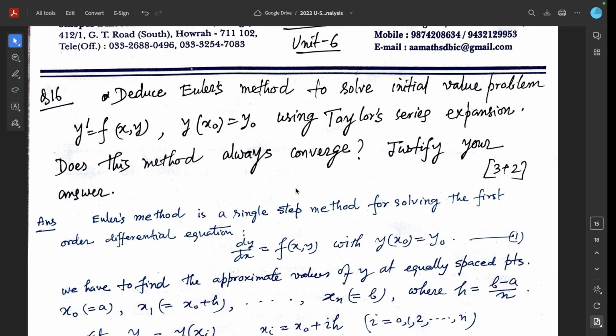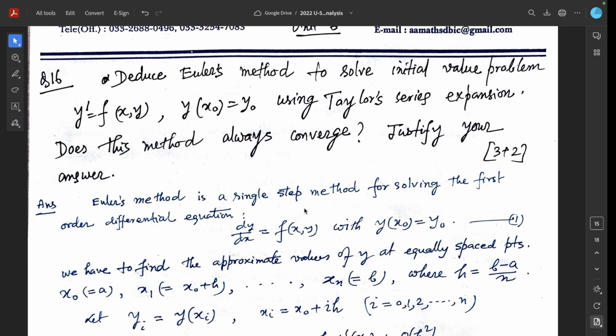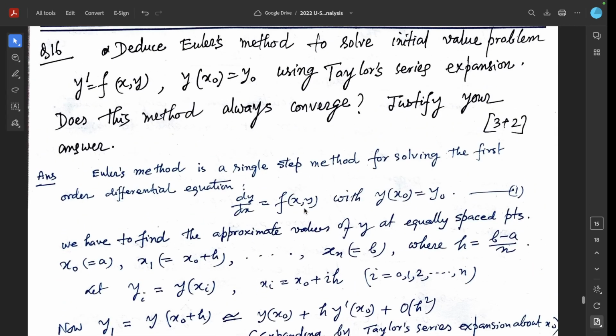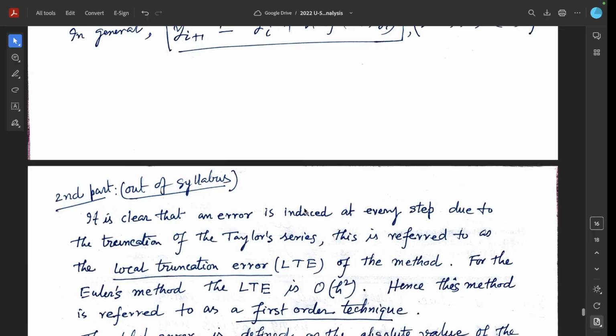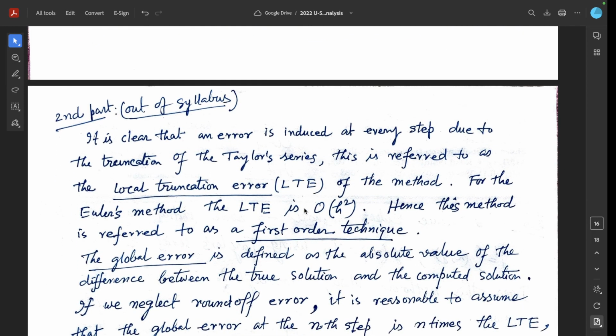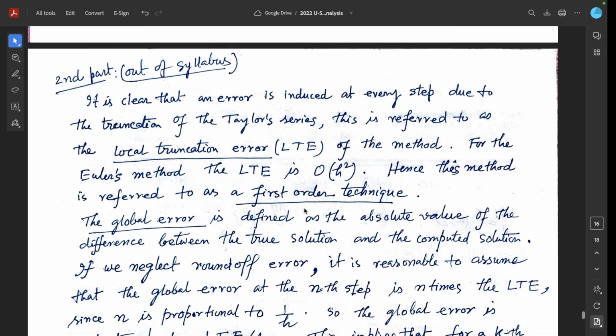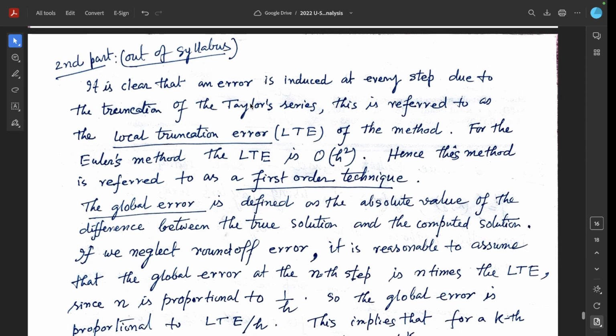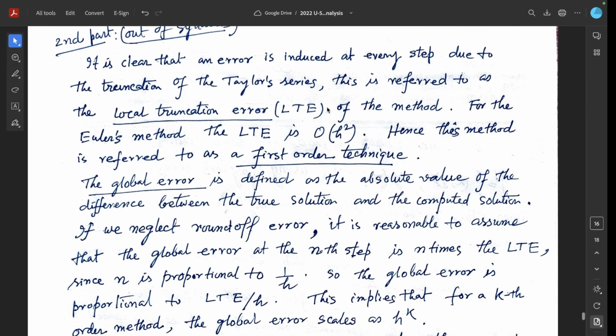Second part, the convergence analysis. Actually, the convergence analysis for Euler's method is an out of syllabus question, but we discuss the basic preliminary ideas here. It is clear that an error is induced at every step due to the truncation of the Taylor series. This is referred to as the local truncation error, LTE, of the method. For Euler's method, the local truncation error is order of h square. Hence, this method is referred to as the first order technique.